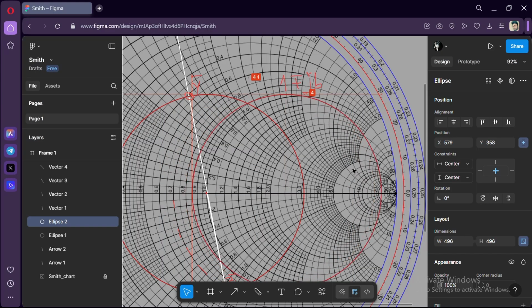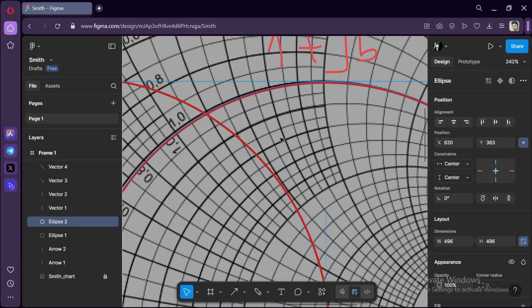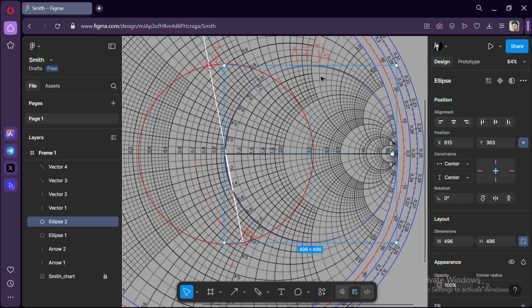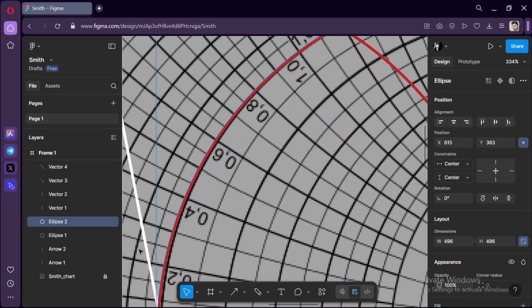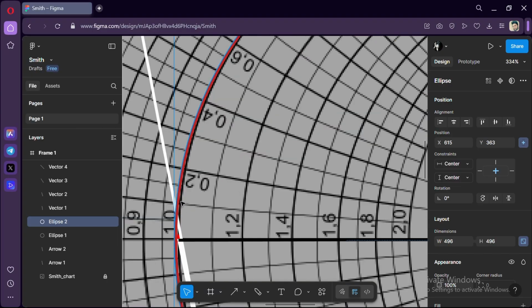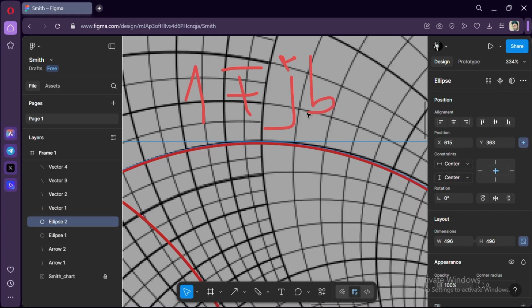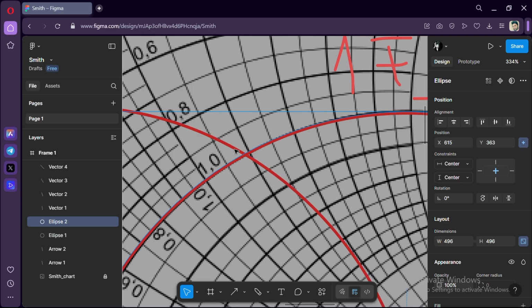Now we need to align it with this one. Yes. So this is the circle of 1 plus or minus jB, because the real value is always going to 1 on this circle, and the j values are changing, it is a variable. So this is the 1 plus or minus jB circle. Also this is our SWR circle. So we need the intersection points.